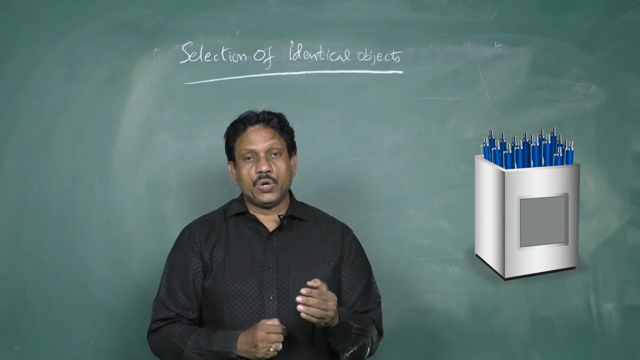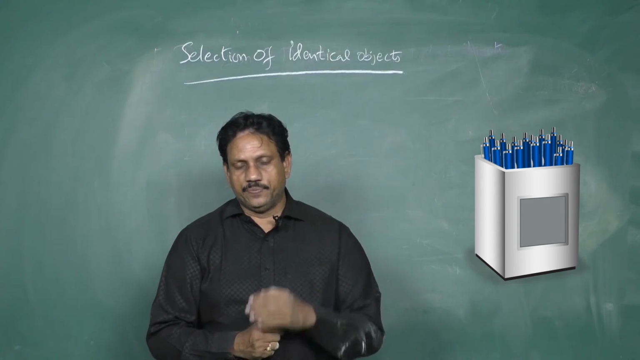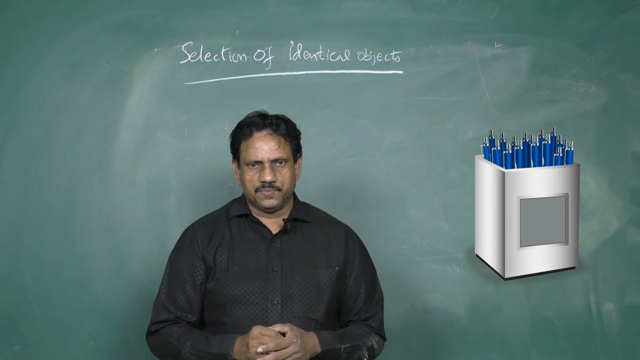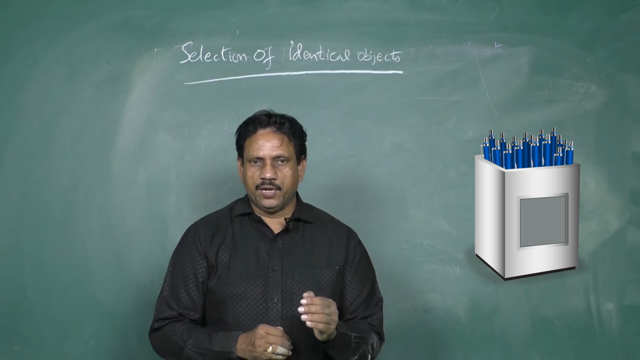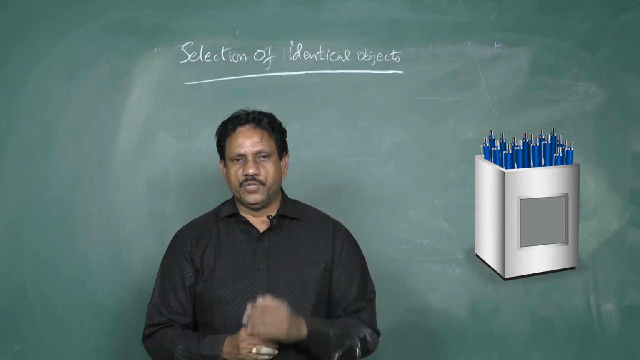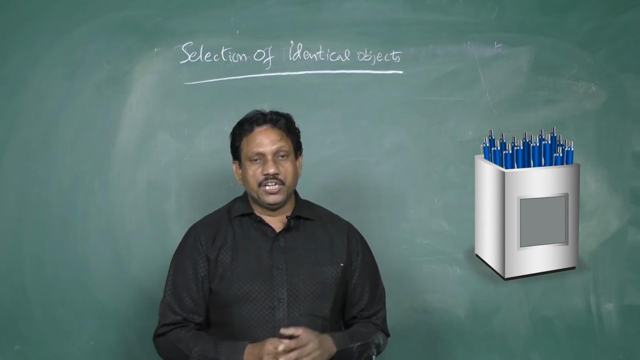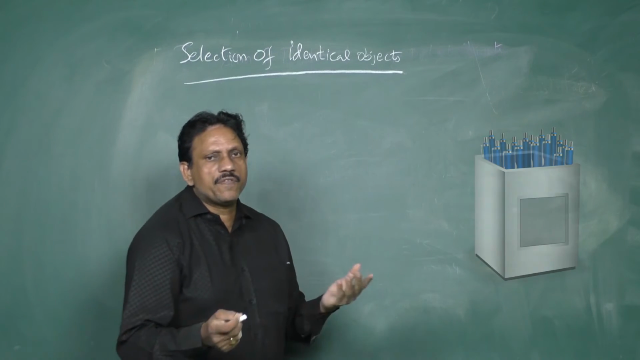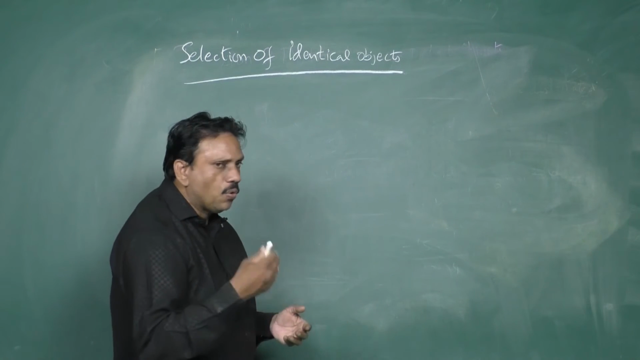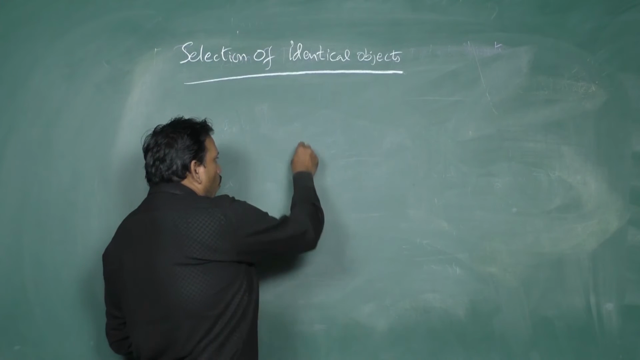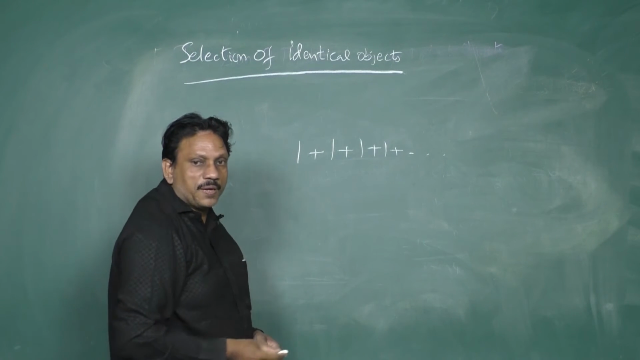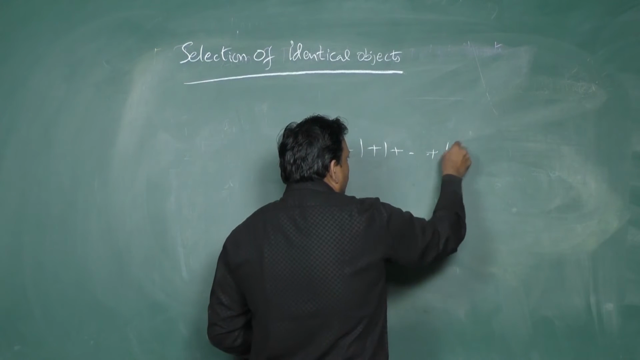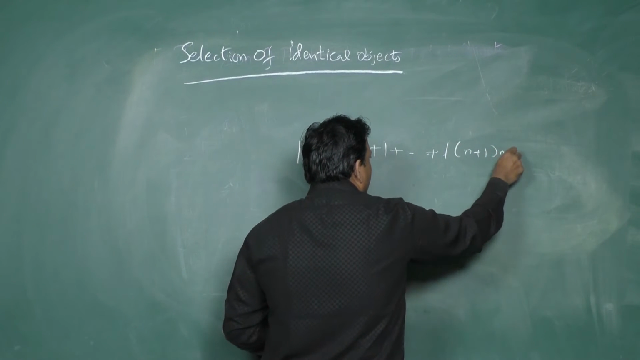Selection of 0 or more objects from n identical objects. 0 means nothing, or more objects. That means we can select 0, 1, 2, 3 or more objects, up to all objects. In how many ways can we select? The number of ways of selecting 0 objects, 1 object, 2 objects is 1 plus 1 plus 1 plus 1 plus 1 only. That means up to n plus 1 times we are going to select.